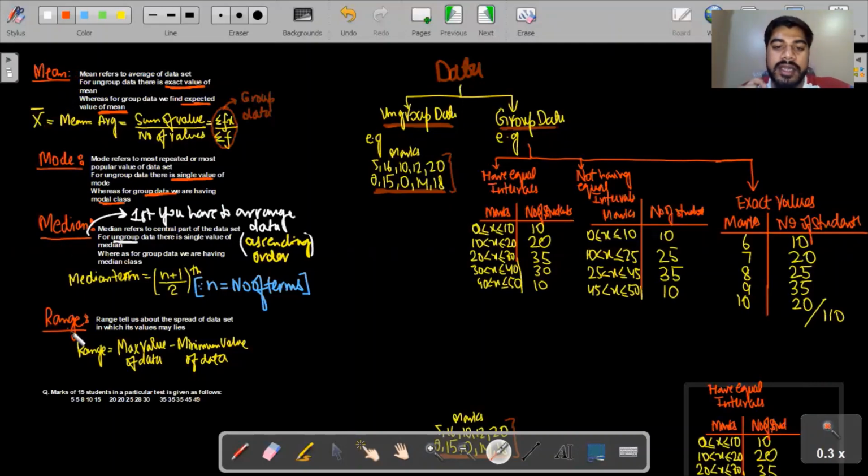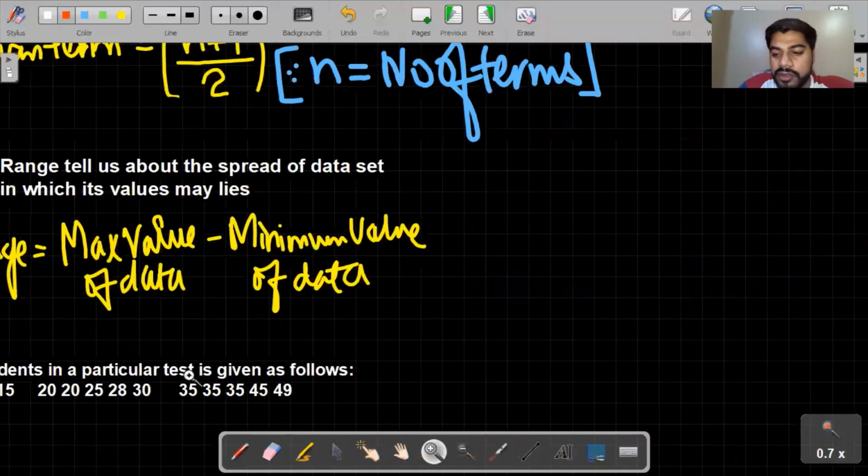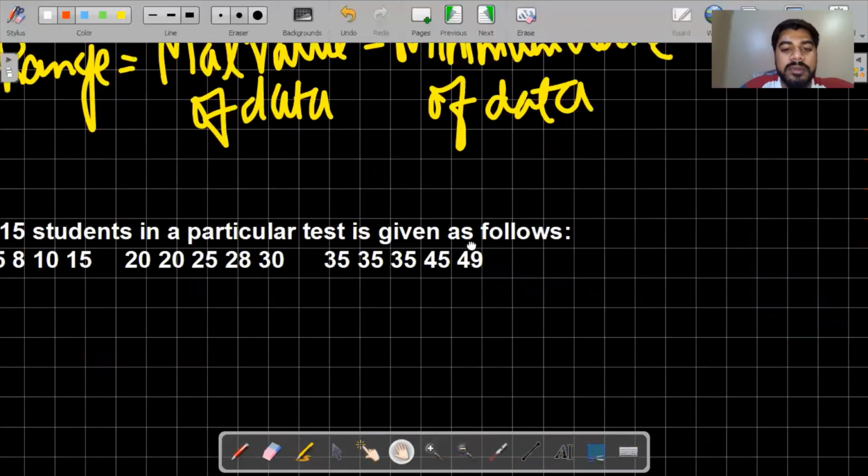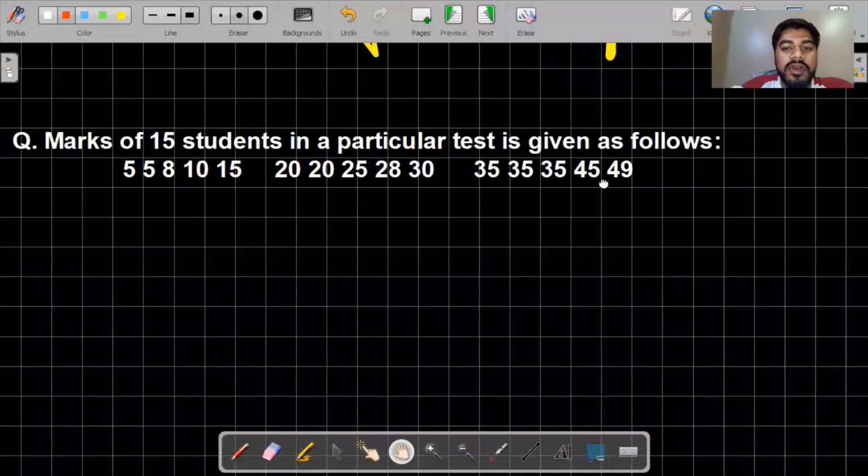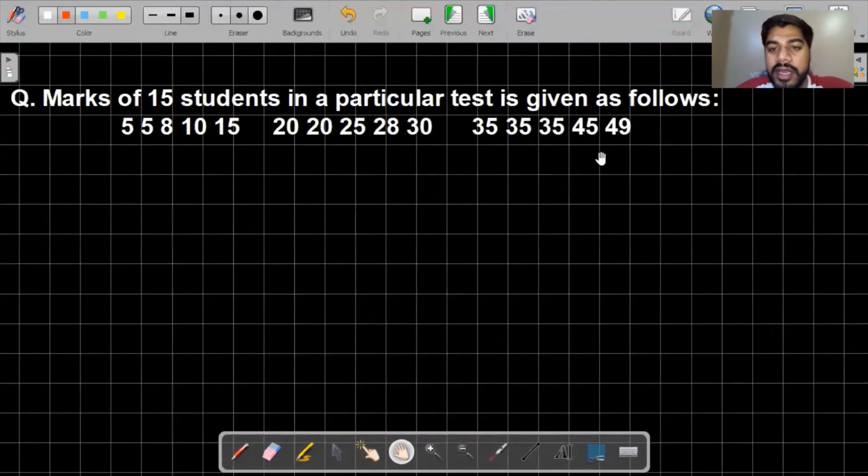So let's start in detail today. How do we find the following analyzing parameters, that are mean, median, mode, and range, for grouped as well as ungrouped data? Let's move on. So here I have listed a couple of values for you, and we are going to find its mean, median, and mode. First of all, we start with ungrouped data, when the exact values are given to you. So here are values given to you that are marks of 15 students in a particular test. You have been asked to find mean, median, mode, and range for the following condition.